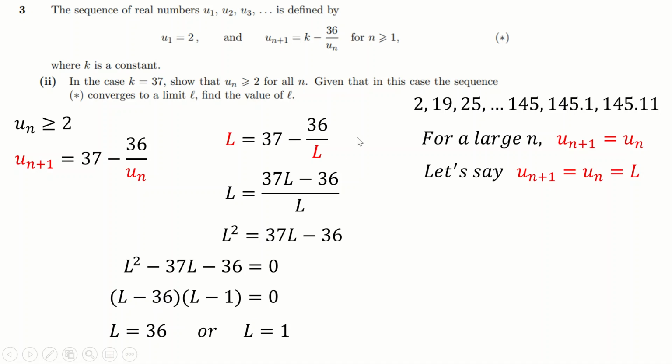But of course, in this case, all of my terms were above 2 or equal to 2. Which means that the limit, that number that all of my terms eventually get to, can't be 1 because they're all bigger than 2. So scrap that one, and we just end up with L is 36. And that's my limit for this answer. So that was a really lovely question, I thought. Really fun. Lots of good algebra in there that's worth practicing. And really well done if you stuck to it.